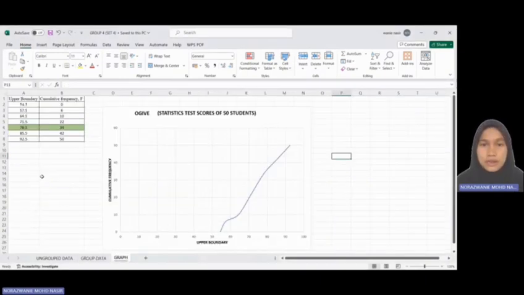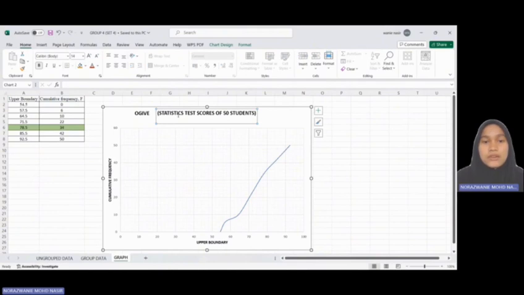So next we are going to draw a graph, which is the ogive. I'm going to take the upper boundary and cumulative frequency to make an ogive for the statistics score of 50 students. For the horizontal axis, I'm going to put the upper boundary. For the vertical axis, I'm going to put cumulative frequency, and then we get the result for the 50 student scores.